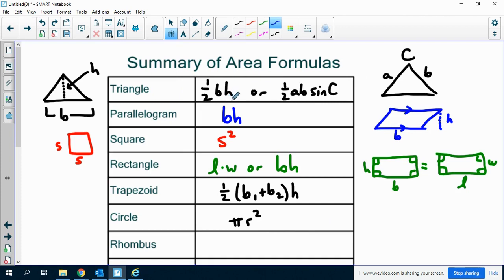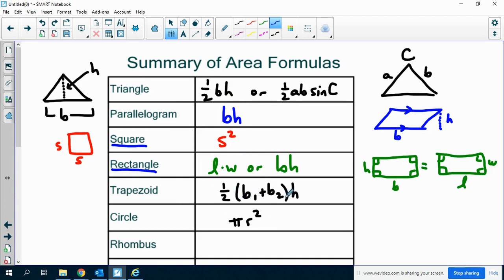Area of a triangle is 1/2 base times height, or 1/2 AB times the sine of C, and the pictures are on the side. Parallelogram's area is base times height. Square's area is side squared, and rectangle's area is base times height or length times width. Notice that a square and a rectangle are actually both parallelograms, so you could use the parallelogram formula for a square or a rectangle. Now, these new formulas we're going to learn about.